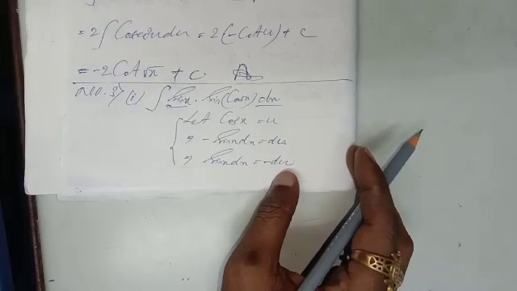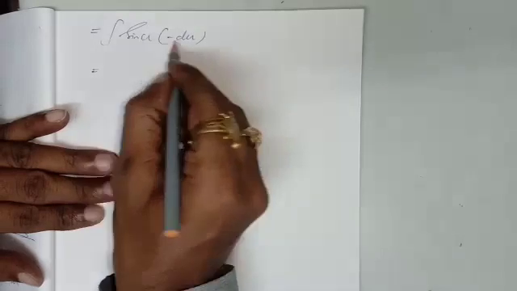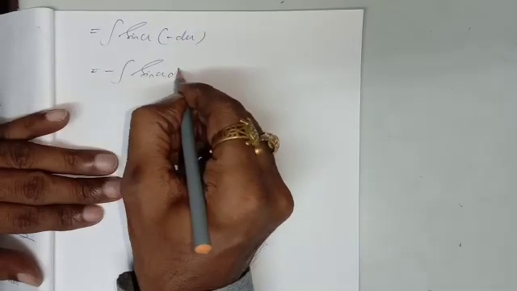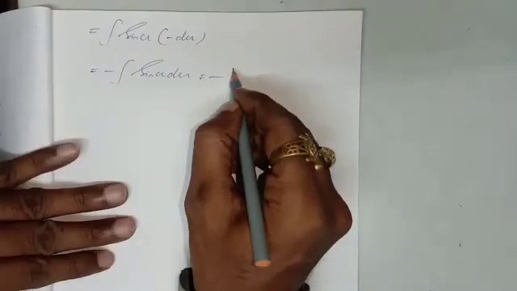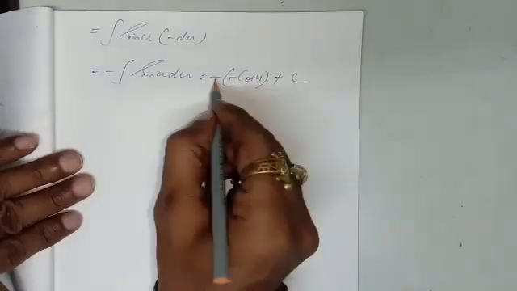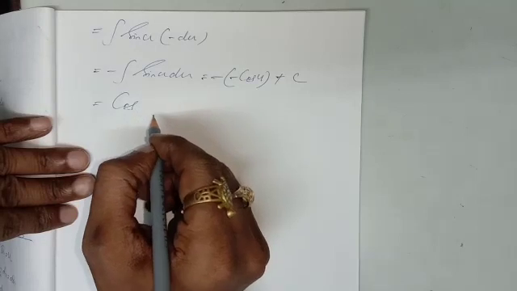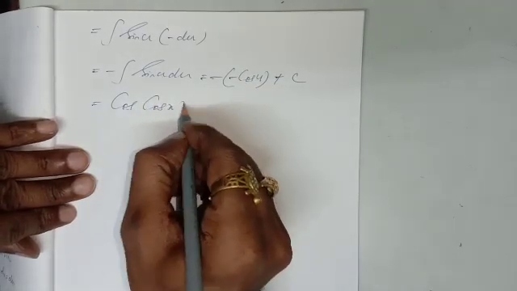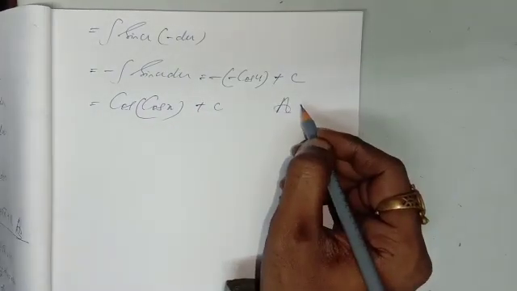Next, take the minus sign outside, integration of sin u du. So what is the integration of sin u? That is minus cos u, plus c, right? Minus minus is plus, so the answer is cos u. U means here cos x, that is cos of cos x plus c. This is the answer of number 3, first part.